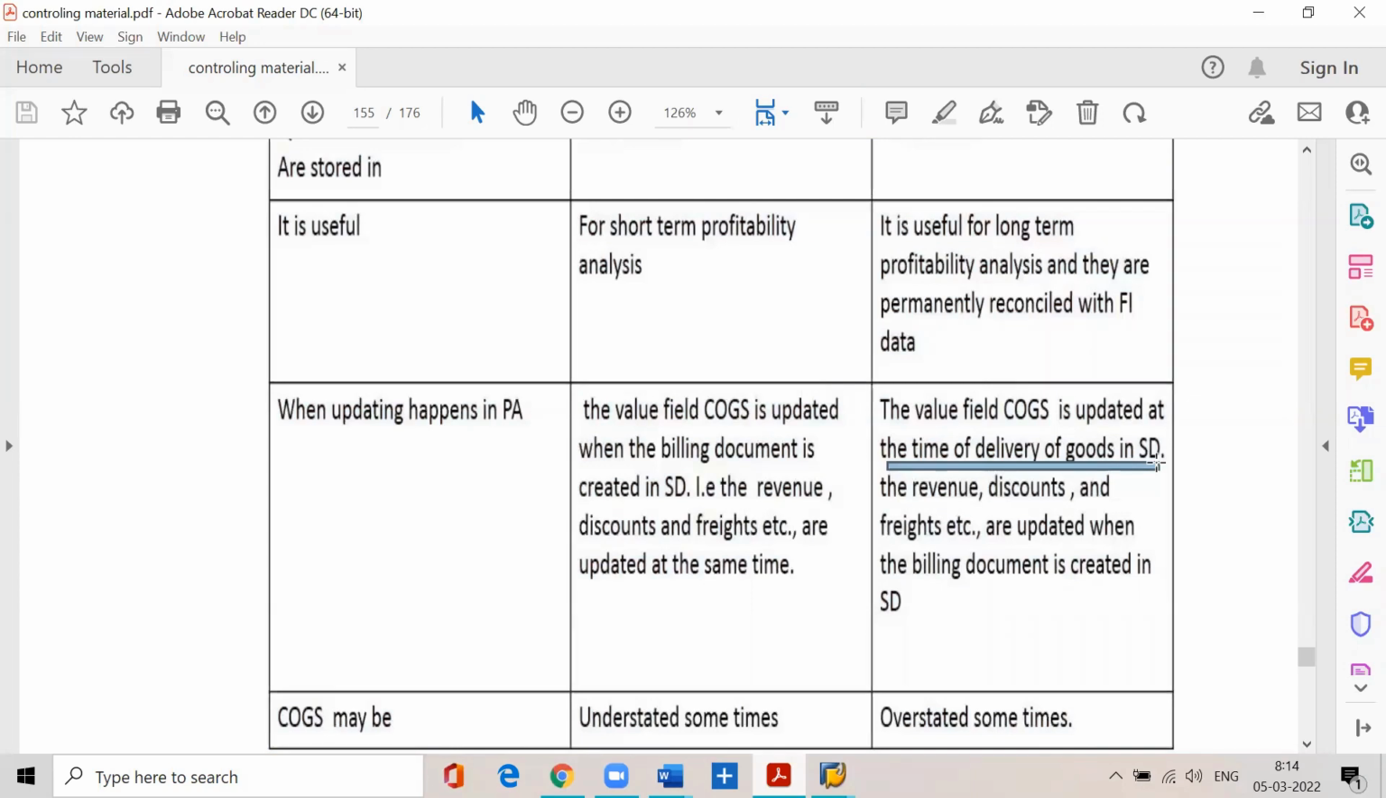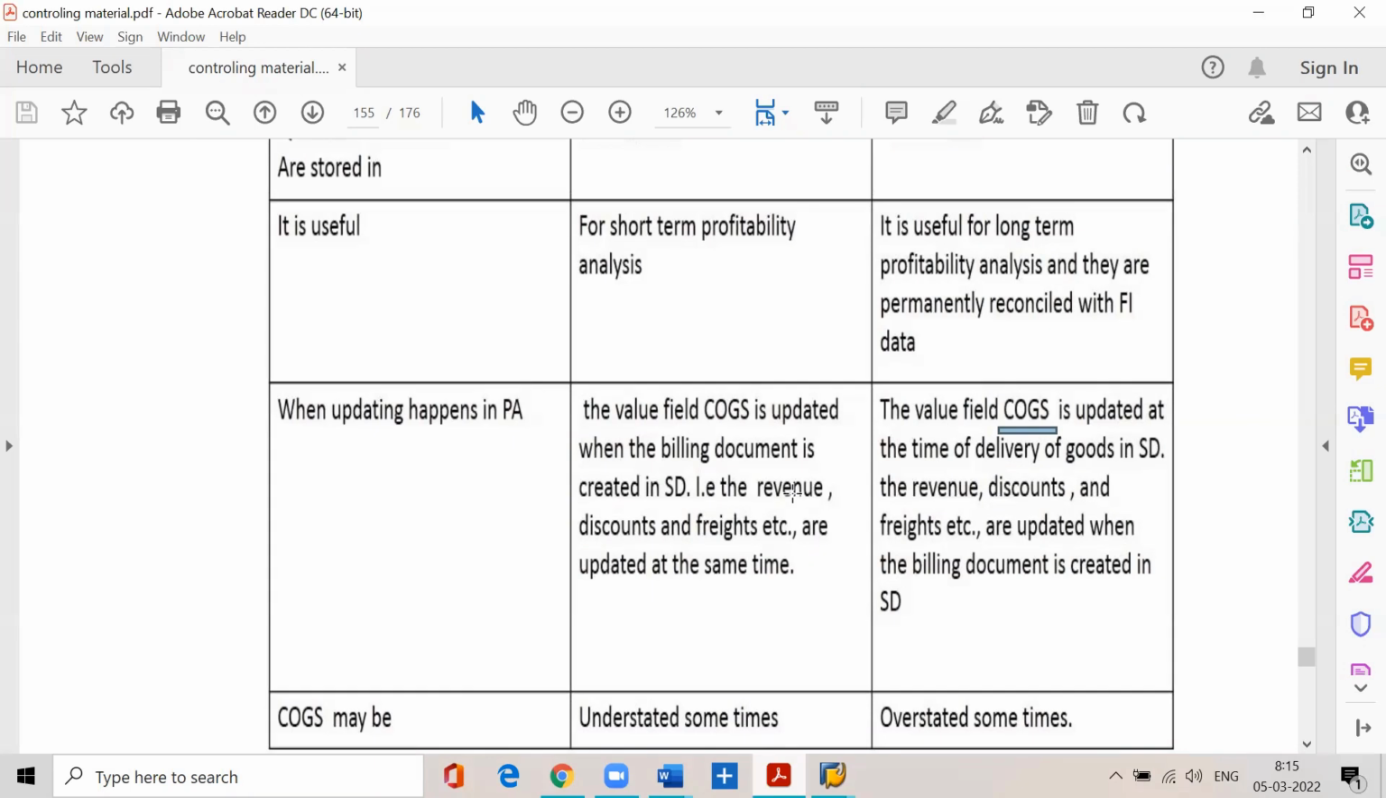So delivery happens before billing. In the case of account-based COPA, the cost of goods sold field is updated at the time of delivery of the goods itself. But the discounts and freights are updated when the billing document is created. The only time difference relates to cost of goods sold. So in the case of costing-based COPA, cost of goods sold is updated at the time of the billing document. And in the case of account-based COPA, the value field cost of goods sold is updated at the time of the delivery document. For the timing, remember these 2 points.